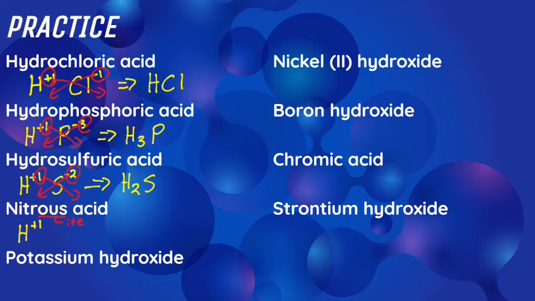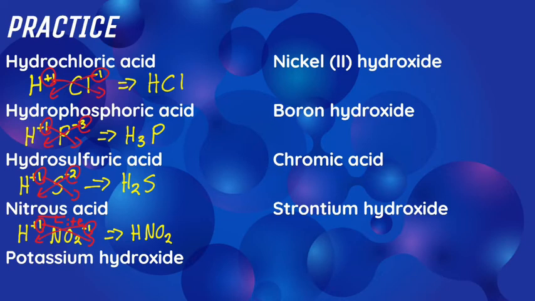Looking on our polyatomic list, our nitrite is going to be our NO2, and it has a -1 charge. We're going to go ahead and cross those down. And what I should end up with is going to be my HNO2. And that is going to be my nitrous acid.